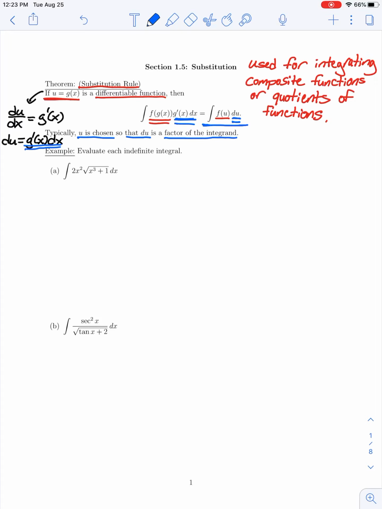So when I look at this integral, I immediately think of using a substitution because I see that part of my integrand involves a composite function. This isn't just the square root of x, but the square root of a function of x cubed plus 1. So again, as you're going through the course, something to keep in mind is you should immediately think of using a substitution anytime you're integrating a composite function.